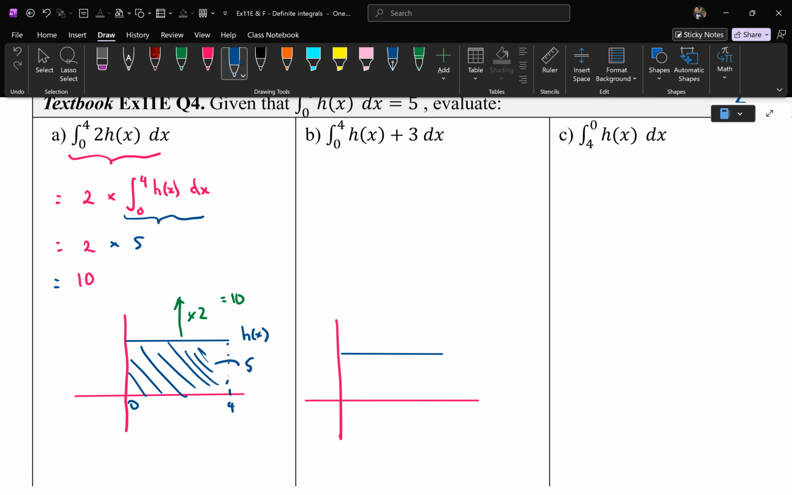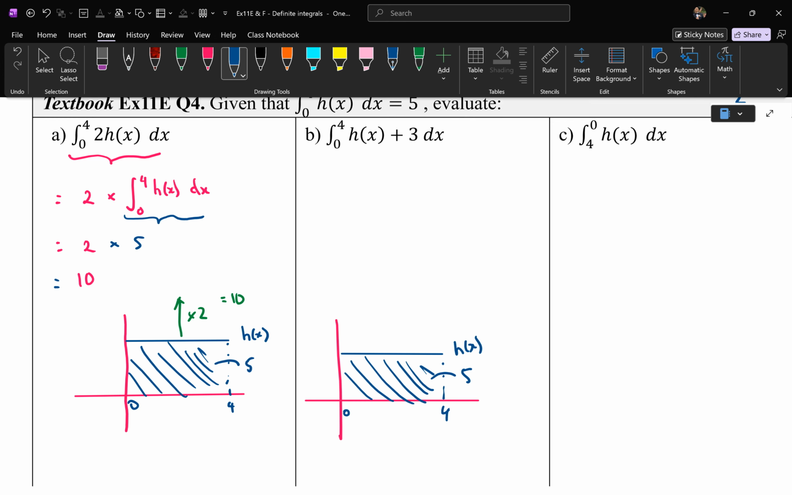So here we go. Here's h of x, 0 to 4. Here's your area. You know the area is 5. Now what happens if we say plus 3? What type of transformation is a plus 3? Vertical. It's essentially just saying shift the graph up by 3. Now if you shift up the graph, this is what it's going to look like.